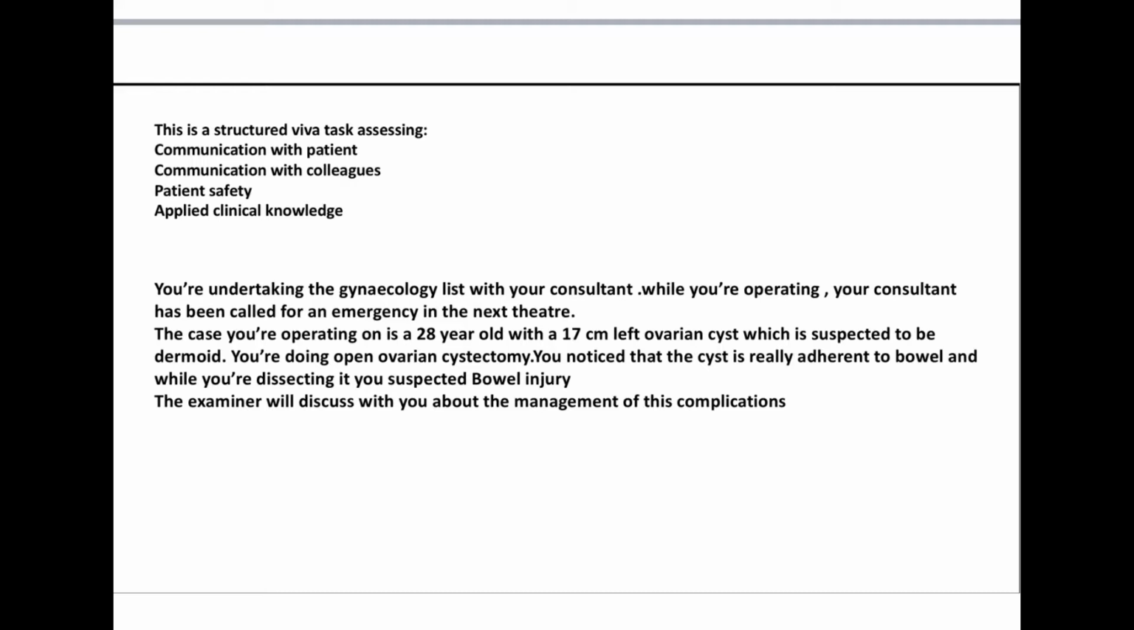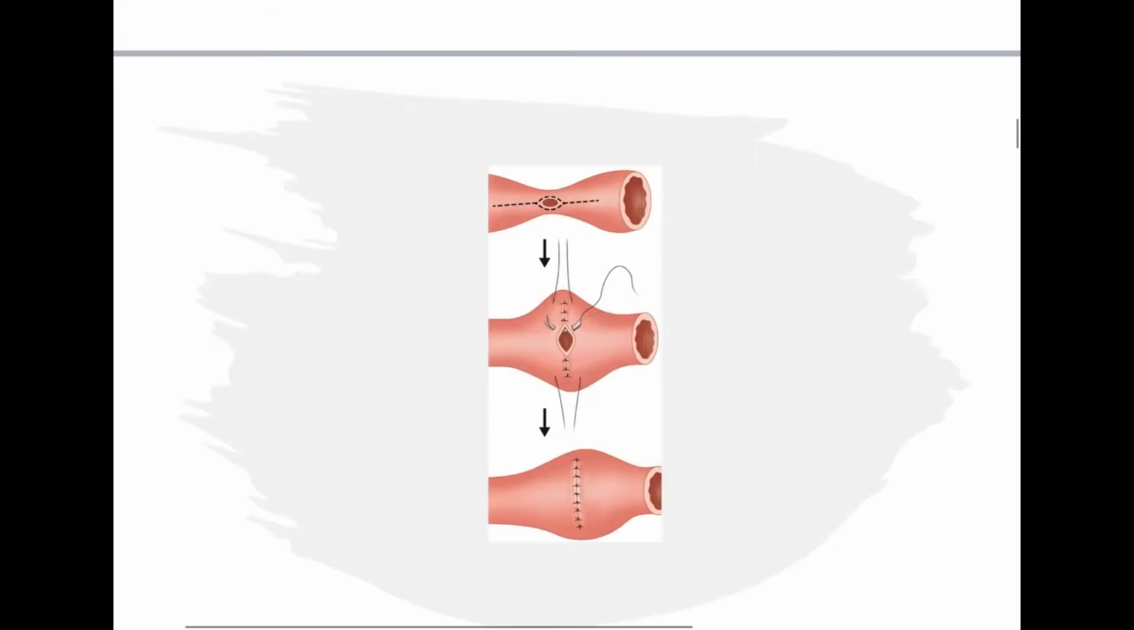And be careful, we need to suture the line to be in a transverse position and to be in a perpendicular axis to the longitudinal axis of the bowel, so that we will not cause narrowing of the lumen. I'll just show you a picture for what I mean.